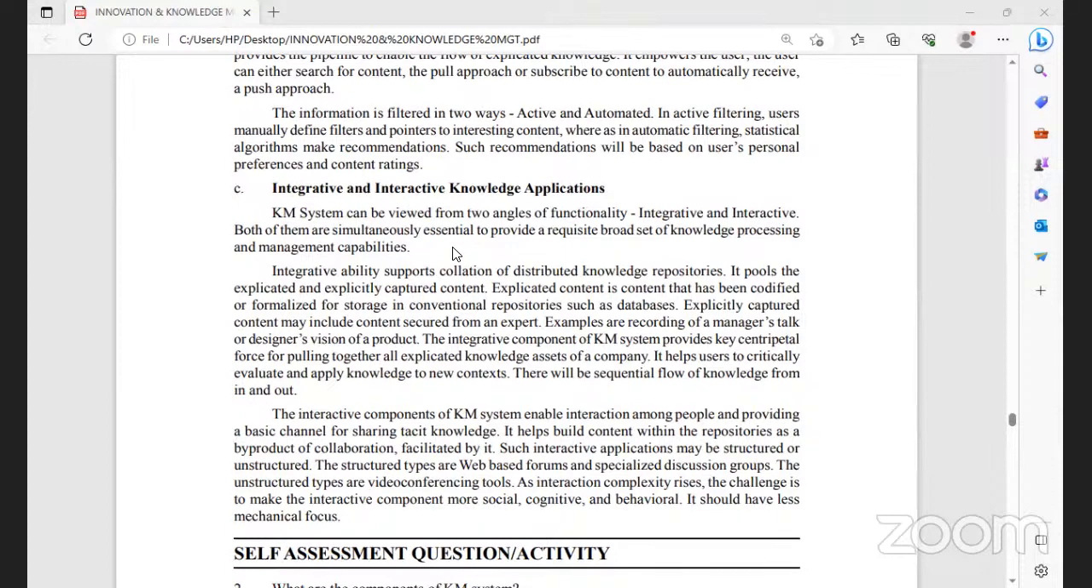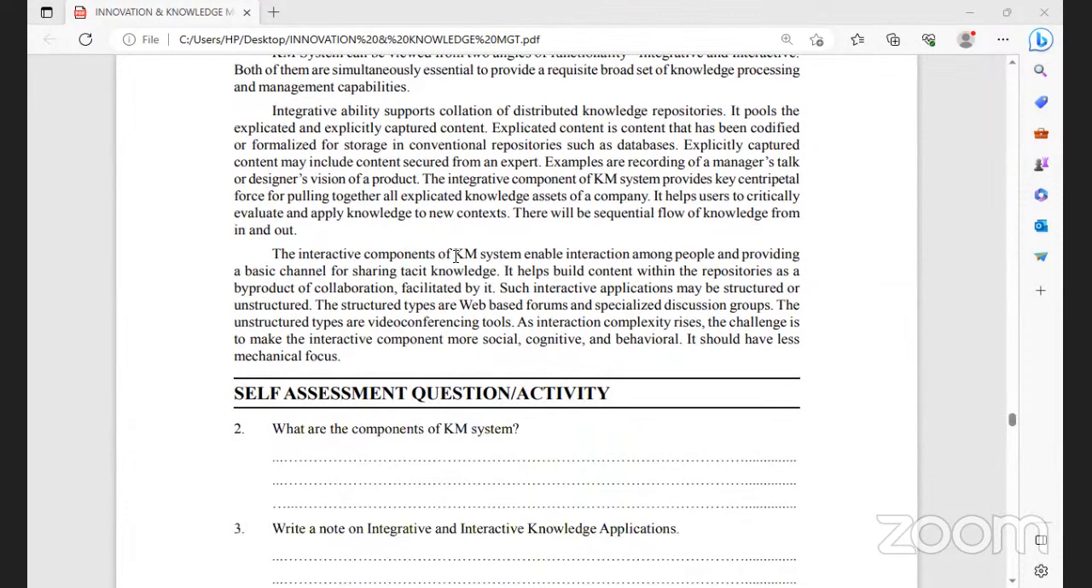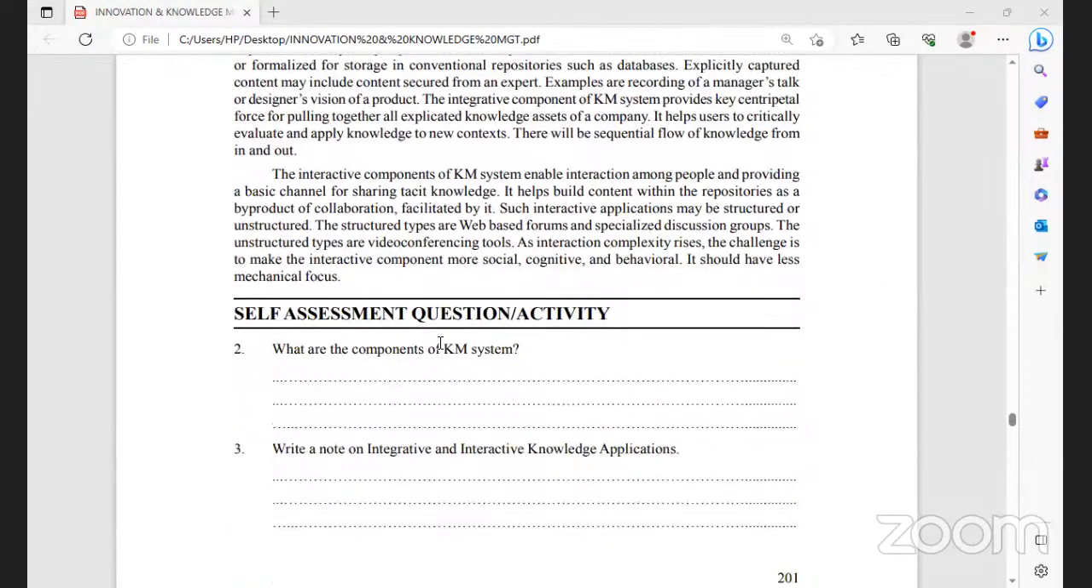The integrative component of the knowledge management system provides the key centripetal force for pulling together all explicated knowledge essence of a company. It helps users to critically evaluate and apply knowledge to new contexts. There will be a sequential flow of knowledge in and out. The interactive components of the knowledge management system enable interaction among people and provide a basic channel for sharing tacit knowledge. It helps build content within the repositories as a byproduct of collaboration facilitated by it.